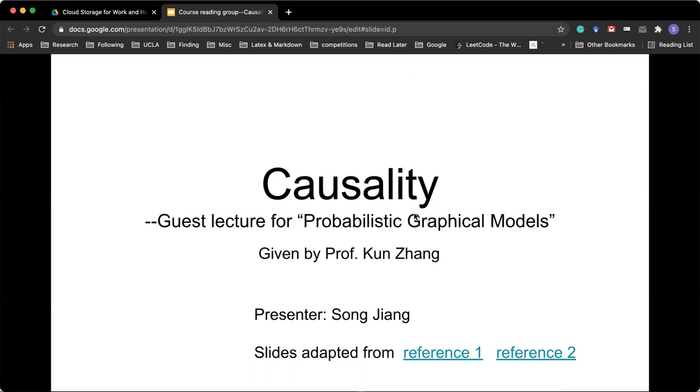Good afternoon, everyone. Today I'm going to present causality, which is part of the graphical model course we are continuing to learn. This chapter is actually a guest lecture for that course, given by Professor Kun Zhang, who is also from CMU. My slides are adapted not just from Professor Zhang's slides, but also from another source, and I put it here. If you are interested, you can check these two references for more detailed slides.